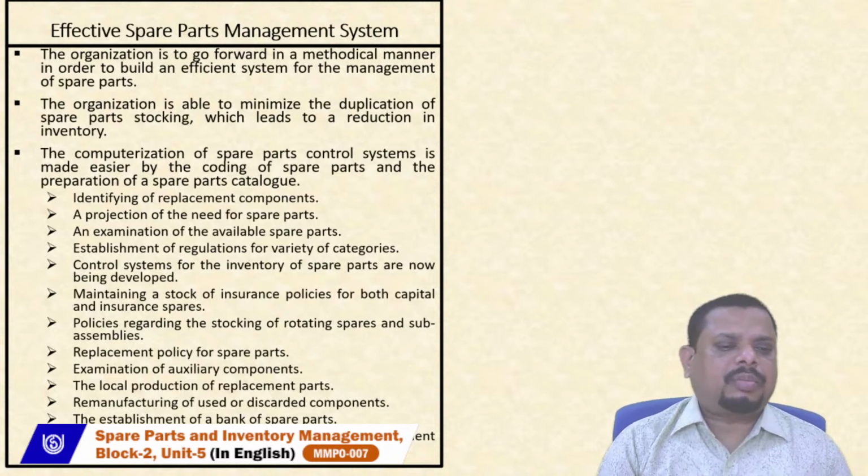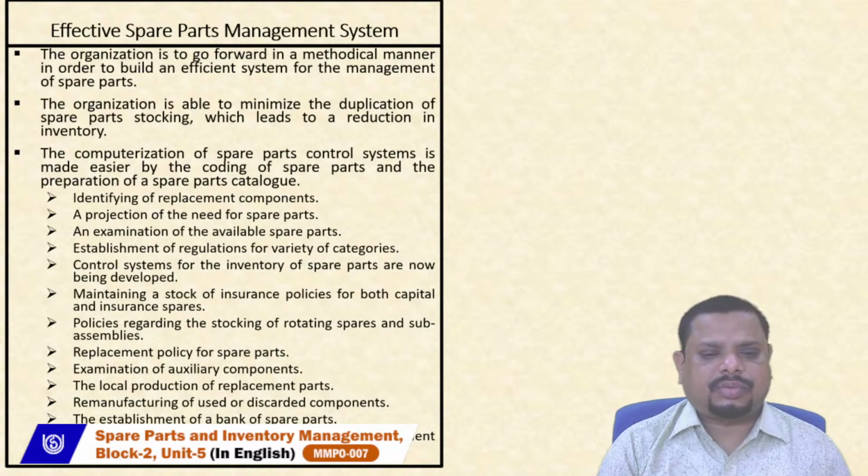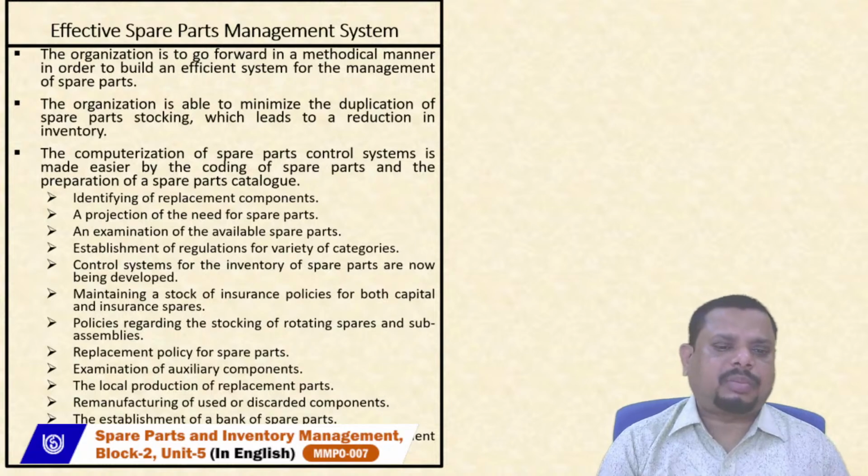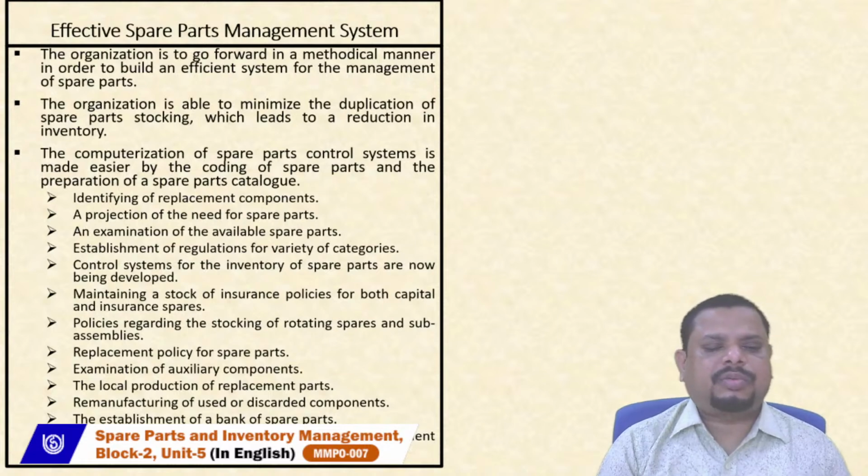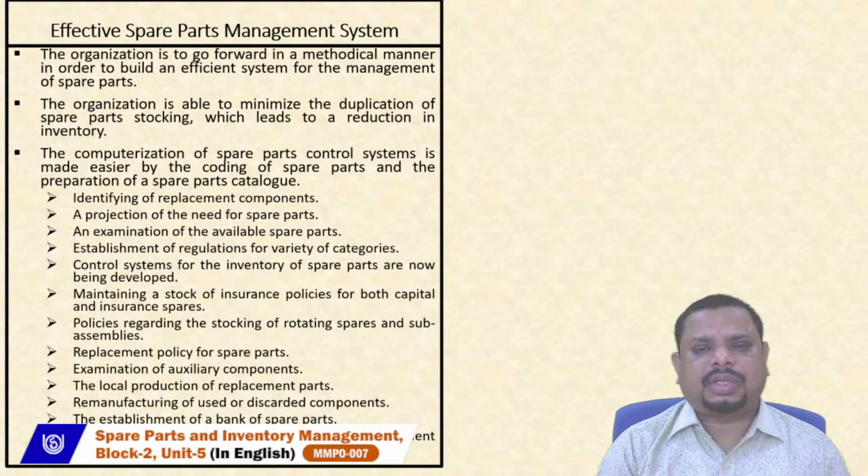For example, if you are not maintaining insurance policies for both capital and insurance spares, then if any kind of natural calamity happens, the entire expense is borne by the company. The next one is the replacement policy for spare parts. You have to go for a large number of different classifications of maintenance policies. For example, if you are implementing preventive maintenance, corrective maintenance, or day-to-day maintenance, the replacement policy should be there for a certain number of machines, tools, and equipment.